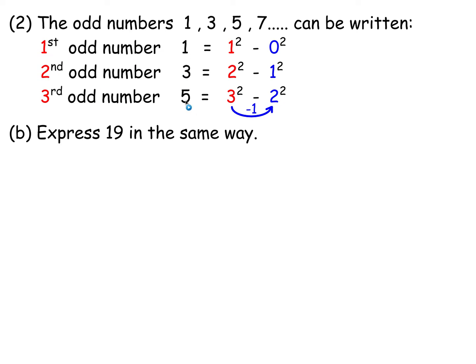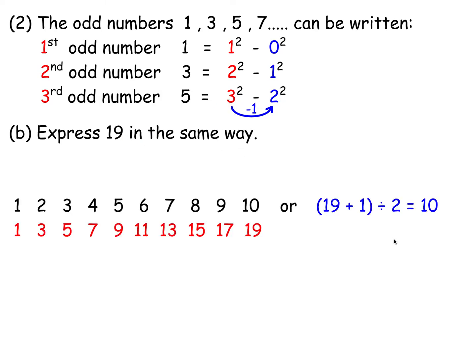So basically, to work backwards, 5, add on 1, 6, and half it's 3. 3, add 1's 4, half it's 2. 1, add 1's 2, and half it's 1. Add 1 and half it. 19, add 1's 20, half it's 10. That's the 10th odd number. So it becomes 10 squared minus 9 squared.